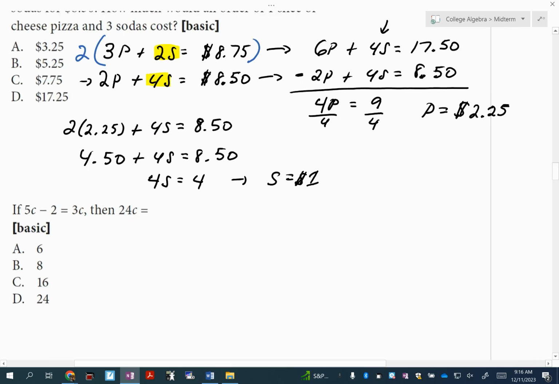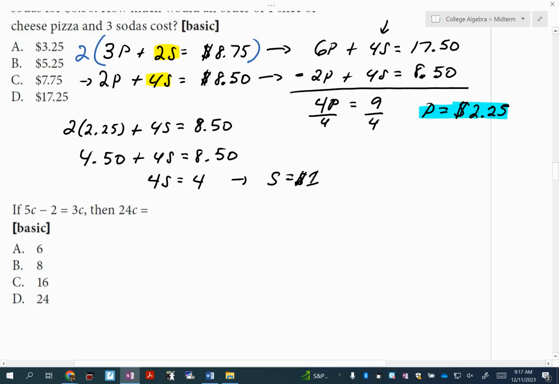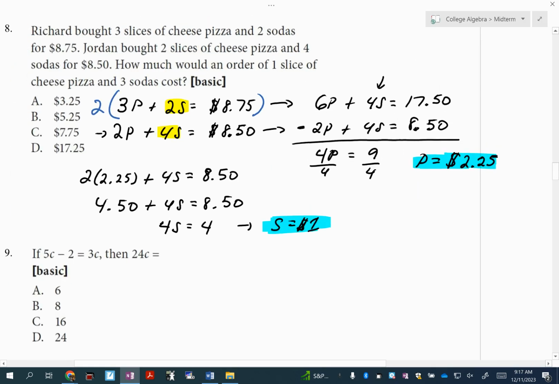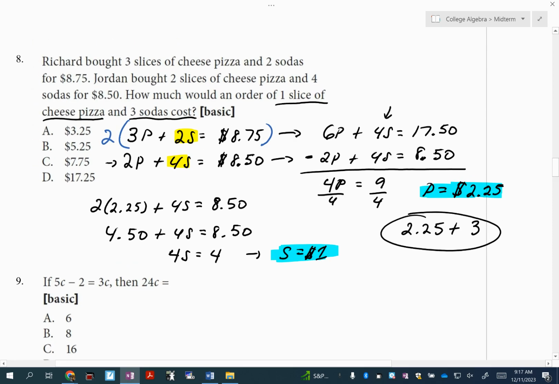All right, so now that I have both of these pieces of information, I know a slice of cheese pizza costs $2.25. A soda costs $1. I can answer the question for one slice of cheese pizza. So that's going to be $2.25 plus 3 sodas. 3 times $1 is $3. So add this together and you get $5.25. So the answer is B.